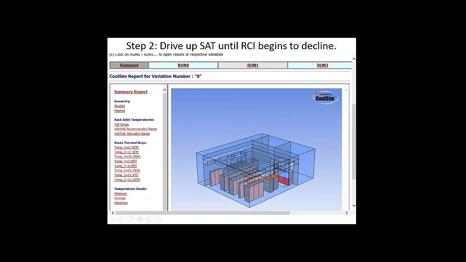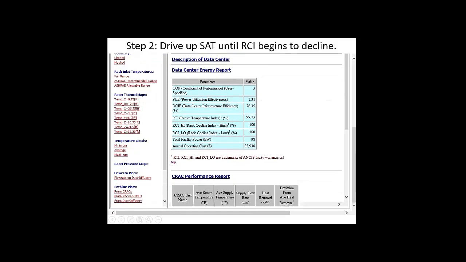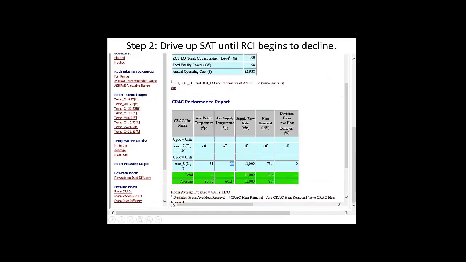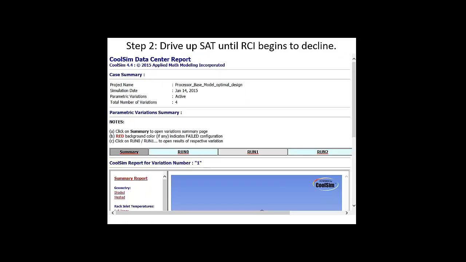So run 0 is the first one. I'm sure if we look at the energy report, we're going to see COP improved to 3. We've got RTI now of 99.97, and look at the other two, high and low, both sitting there at 100. That's a good-looking representation, huh, Magnus? It's sweet. But I think we're going to find, if we look at our crack units, that's where I'm cold. So there's 60. We went up to 60. We've got an 81 return. At least we're in the range of spec now for the crack units. Let's see what happens as we march forward.